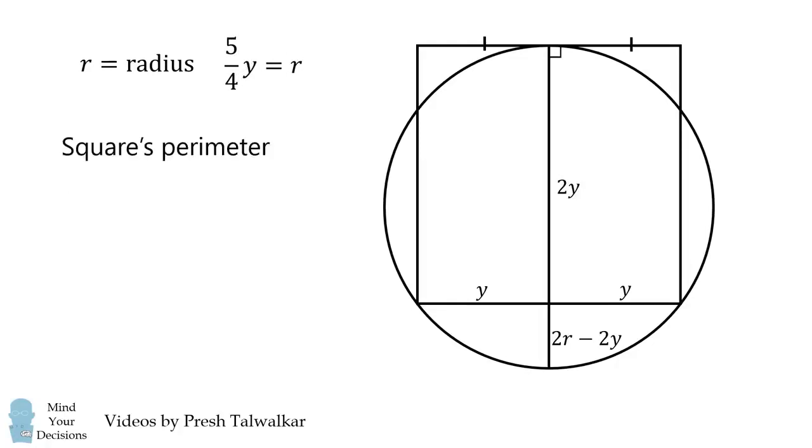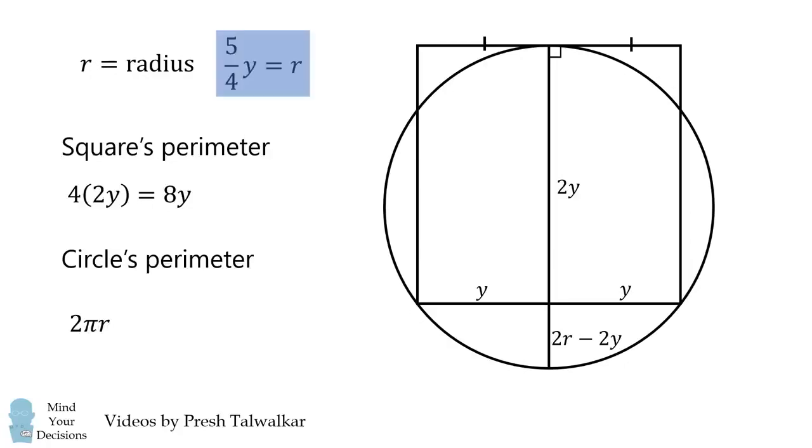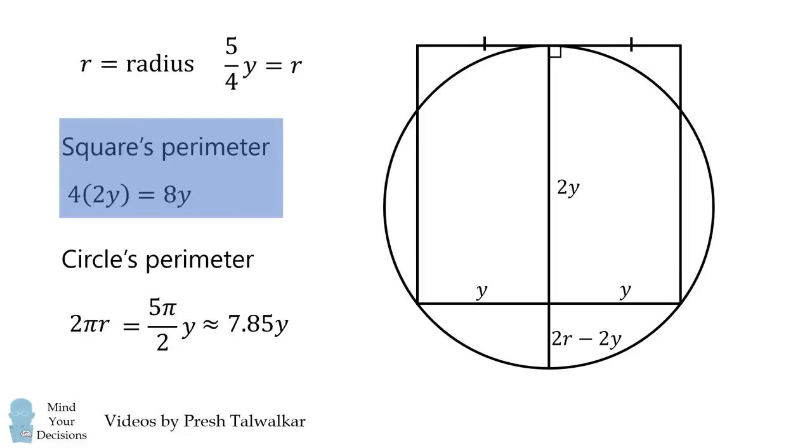Let's now calculate the square's perimeter. A side of the square is equal to 2y, which means the perimeter is equal to 4 multiplied by 2y, which is equal to 8y. Now let's calculate the circle's perimeter, or its circumference. That'll be equal to 2 pi r. Now r is equal to 5 over 4 multiplied by y, which means 2 pi r is equal to 5 pi over 2 multiplied by y. And this is approximately equal to 7.85y, which is definitely less than 8y. Therefore, the square has the larger perimeter.